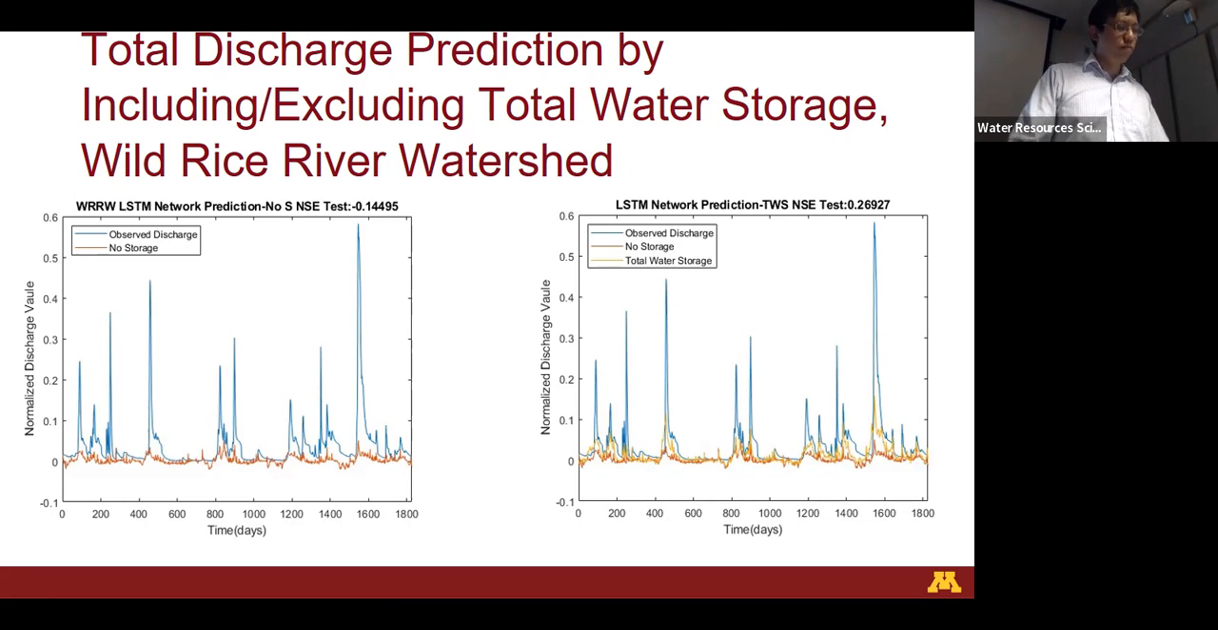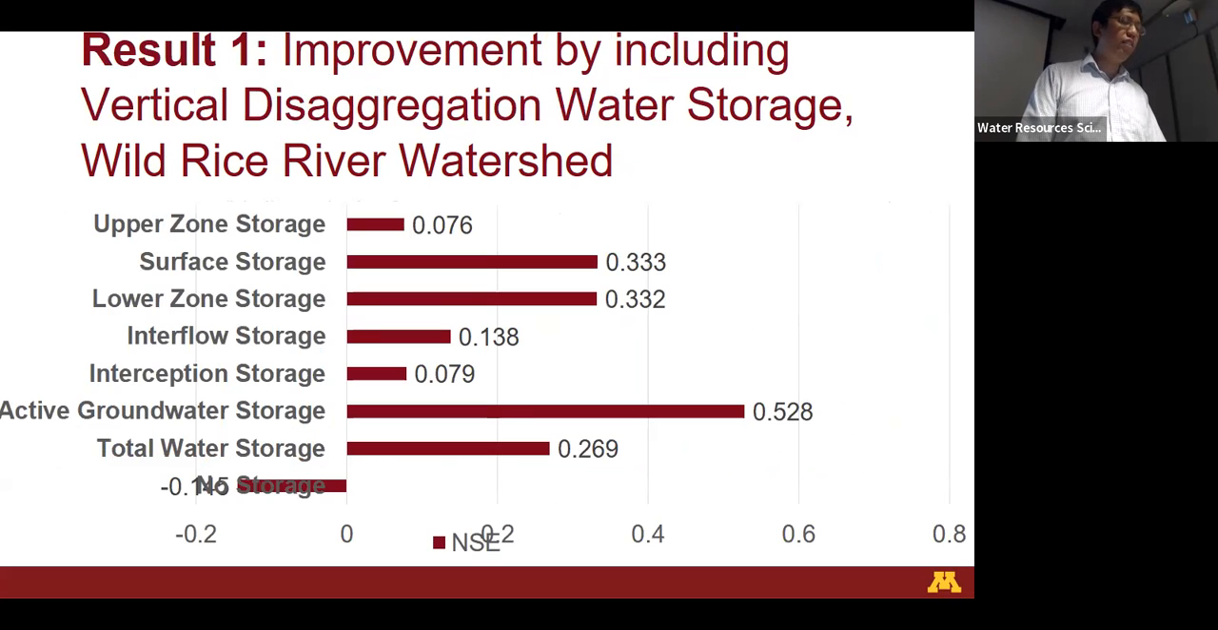The result shows improvement, and this graph shows the improvement by including different layers of the water storage at Wild Rice River watershed.